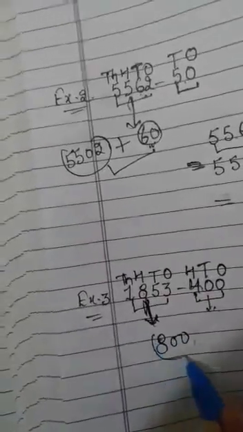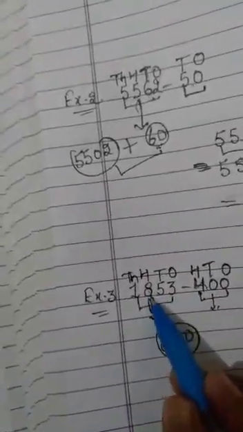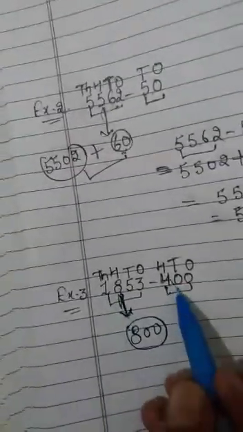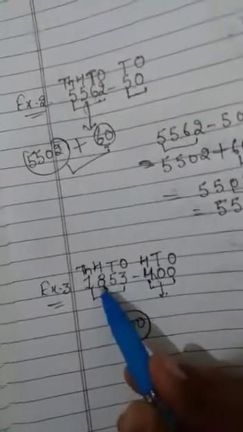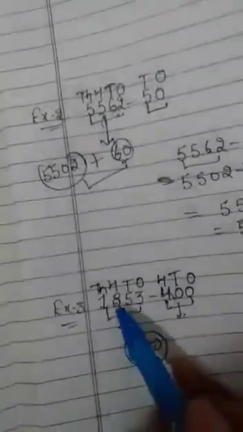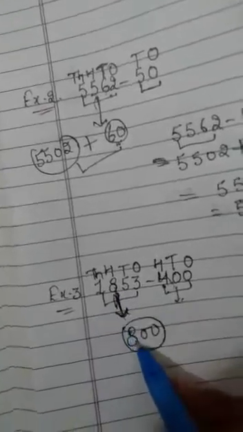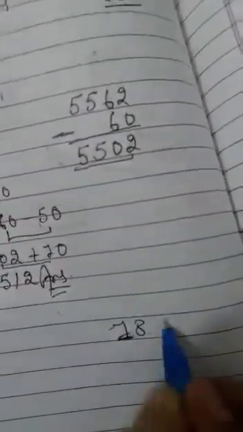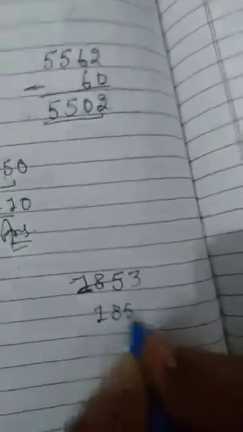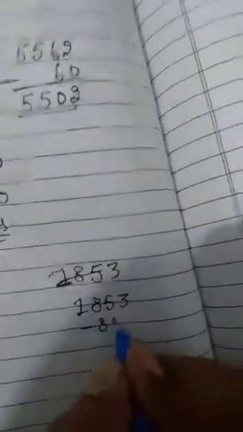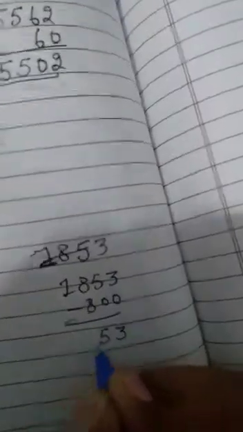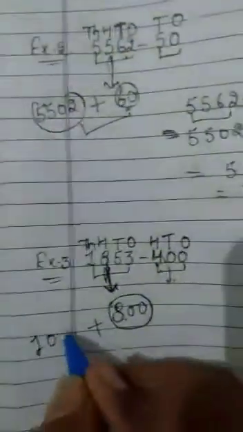The place value of 8 is 800. We always write the place value there. The place value of 8 is 800 because it is nearest to 100, so we break it in 100 form. The other breaking part we get by subtracting 800 from the given number. 1853 minus 800 is 1053. So the other number is 1053.